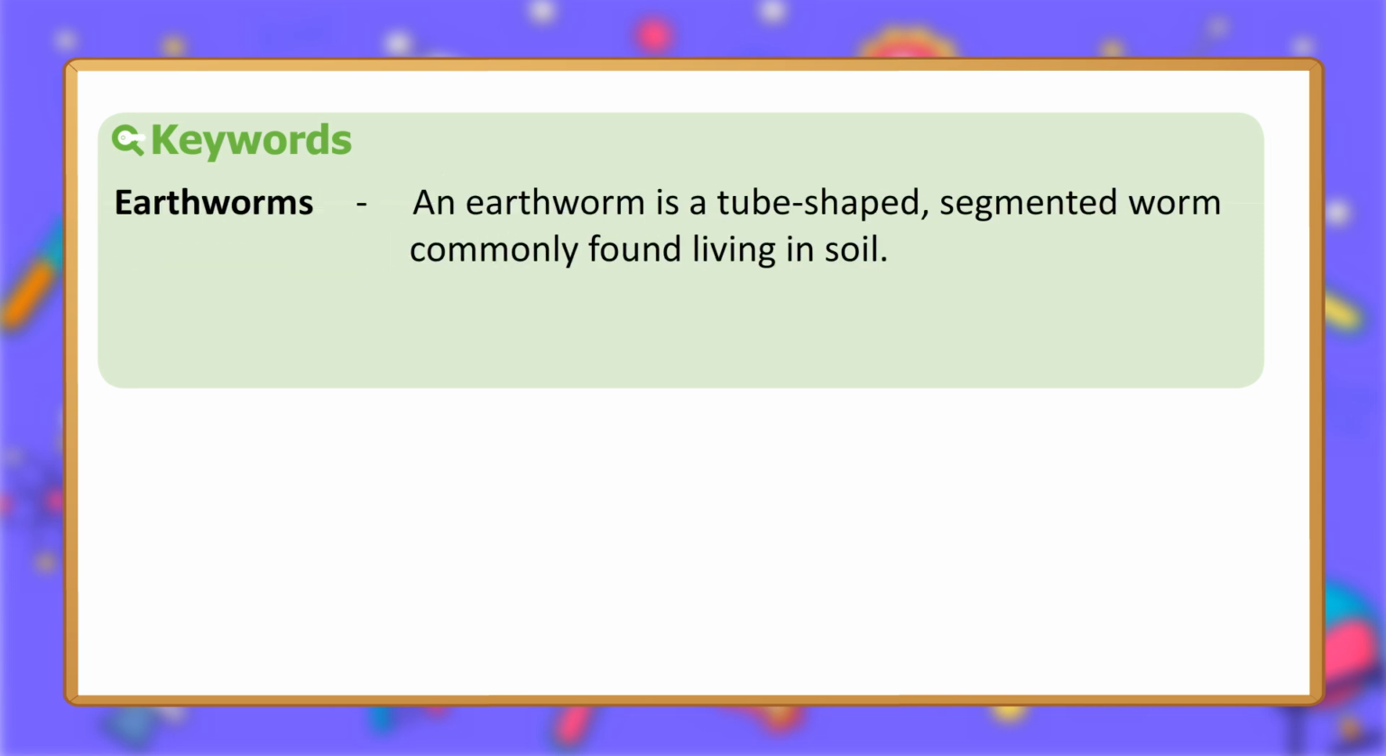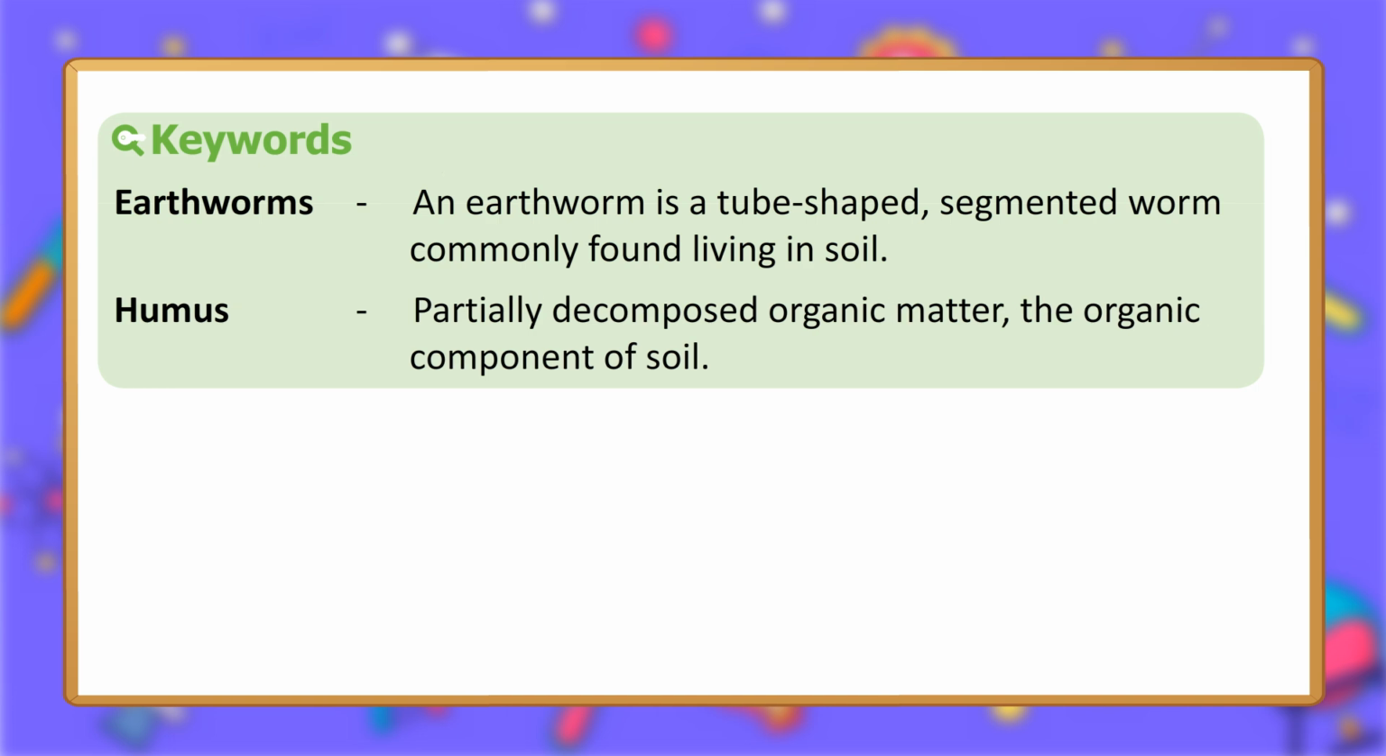Keywords. Earthworms. An earthworm is a tube-shaped, segmented worm commonly found living in soil. Humus. Partially decomposed organic matter, the organic component of soil.